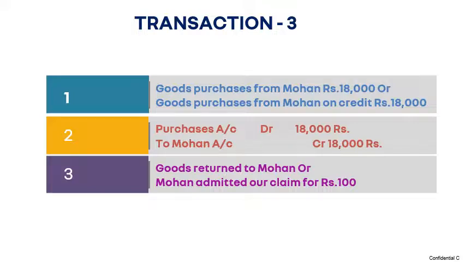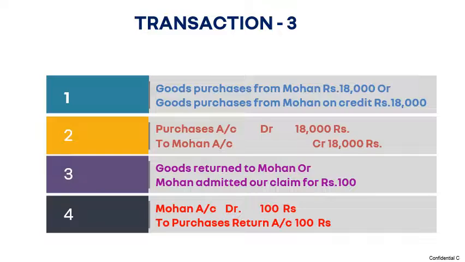Goods returned to Morgan; Morgan admitted our claim of 100 rupees. So Morgan account debtor to purchase return account creditor. Why is purchase return account creditor? Because purchase is debit, purchase return is credit. But we will see all these transactions in a much more detailed manner. Here we are giving a sample of how transactions look, to understand journal entries. For each journal entry we will classify personal, nominal, real, discuss the rules, and then see how to make these journal entries in the next sessions.